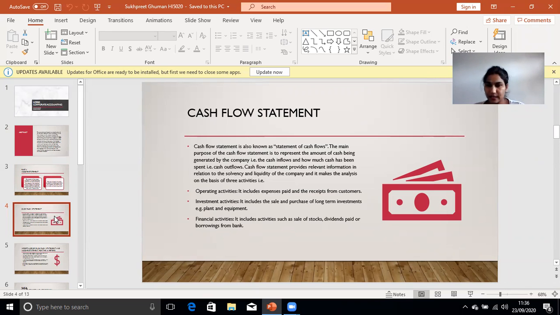I will explain the three activities. Operating activities involve the expenses paid and the receipts from customers. The second one is investing activities. It includes the sale and purchase of long-term investments such as plant and equipment. And financing activities involve activities such as sale of stocks, dividends paid or borrowings from banks.